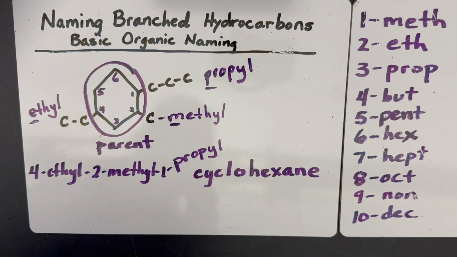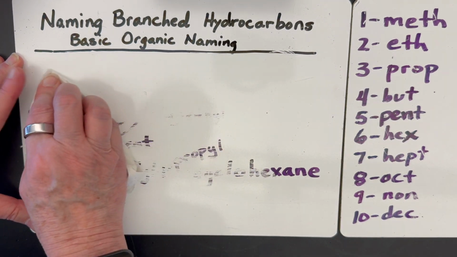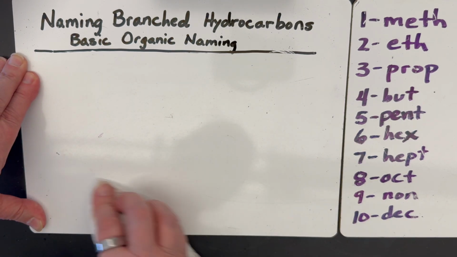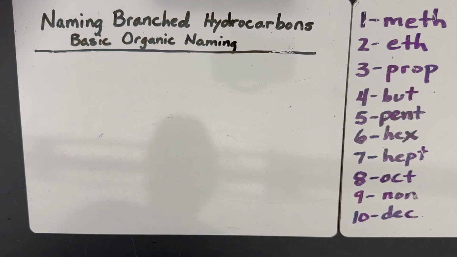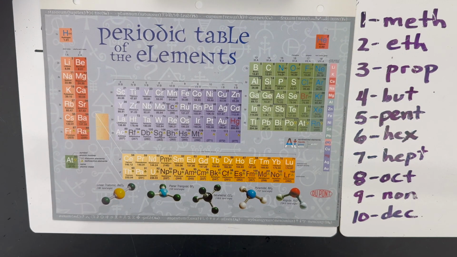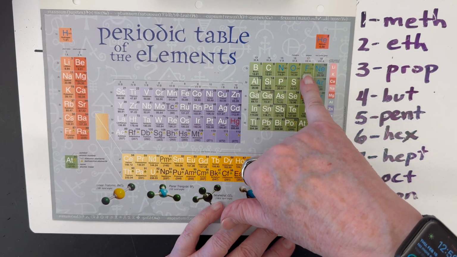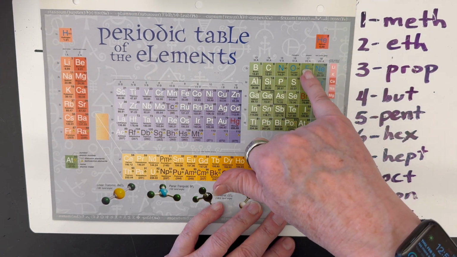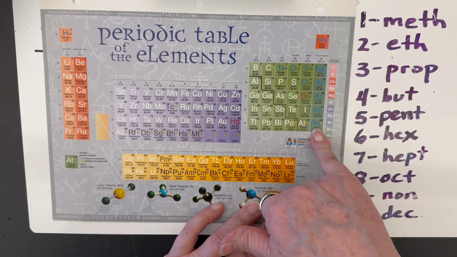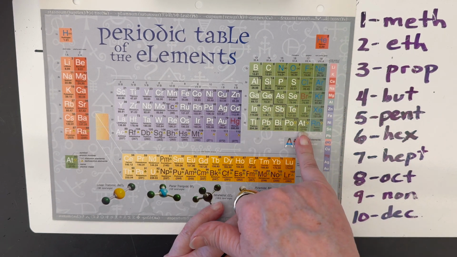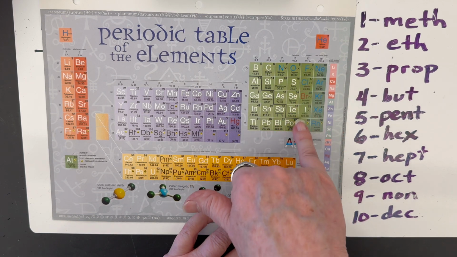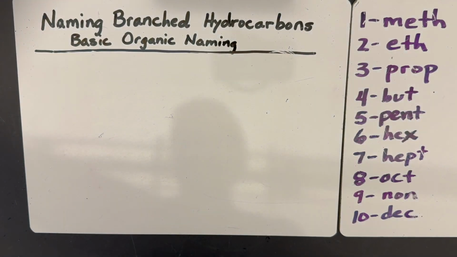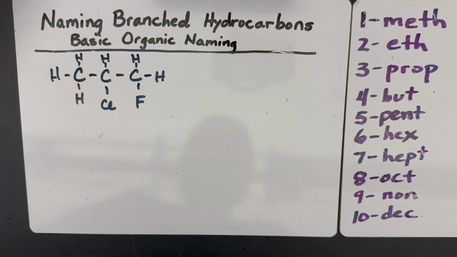The last thing I'm going to talk about is if you have a side group that is not carbons. And we're going to talk about the halogens. If we look at our periodic table, the halogens are this column right here, column 17, right next to the last column, which is the noble gases. These are our halogens. And so fluorine, chlorine, bromine, iodine would be potential side groups. Here's a molecule for us to name.